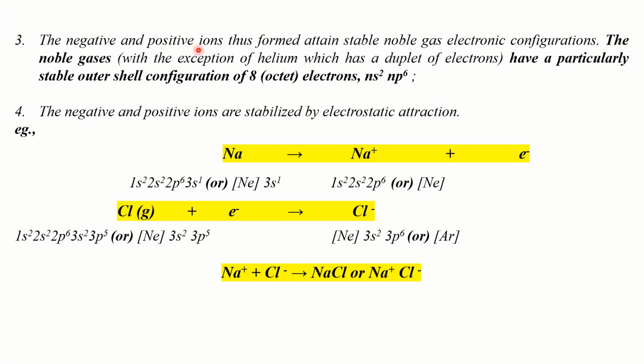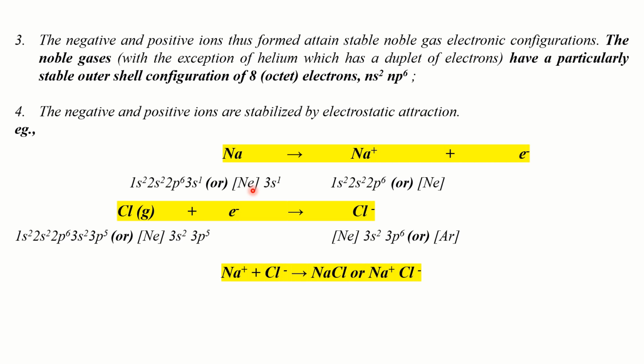The negative and positive ions thus formed attain a stable noble gas configuration, that is, 8 electrons in their outermost shell. The stable general electronic configuration of noble gases except helium is ns2np6. As unlike charges attract each other, the negative and positive ions are held together by strong electrostatic forces of attraction between them. For example, let us look at the formation of sodium chloride from sodium and chlorine. We know that the electronic configuration of sodium is 1s2, 2s2, 2p6, 3s1. Here, 1s2, 2s2, 2p6 corresponds to the outer electronic configuration of the nearest noble gas, neon.